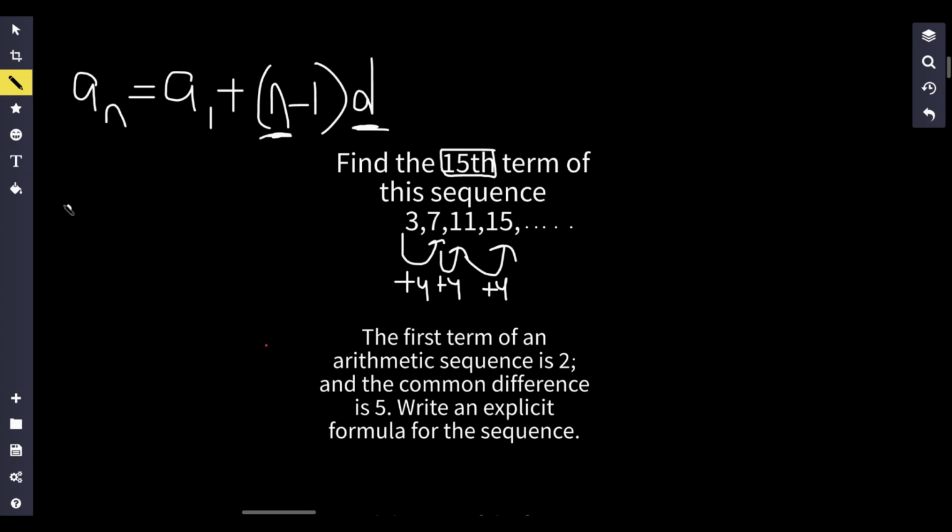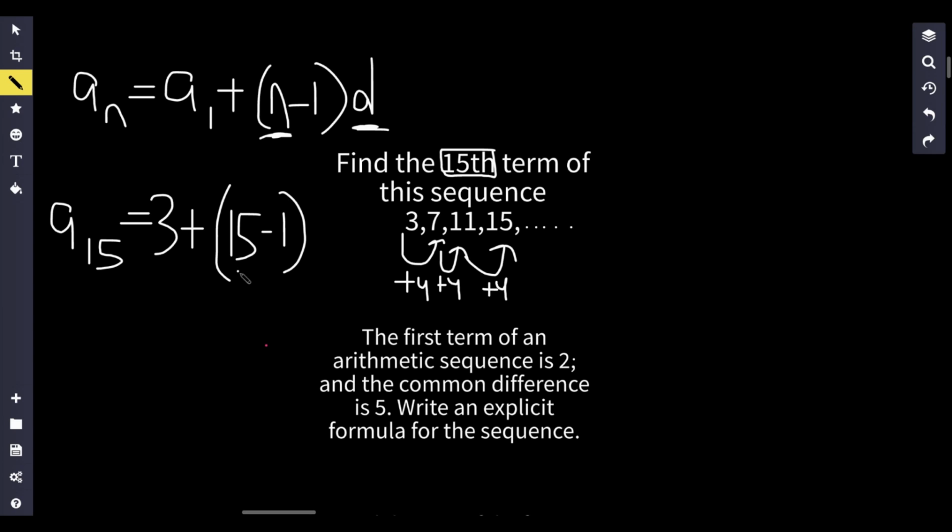So in this case, if we're trying to find the 15th term, this is going to be equal to the first term, which is 3, plus, in this case, 15 minus 1, right? You can think about this as the location of our term, and it's going to be multiplied by our common difference. Our common difference is this 4 that we've discussed, right? It's the number we have to constantly add to get to the next term. So 15 minus 1, times 4, and then it's going to be equal to 59. And that's our answer.